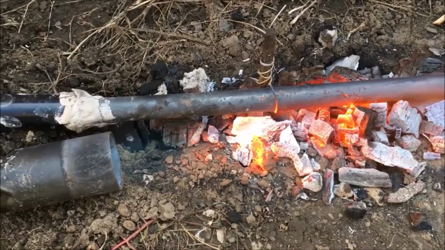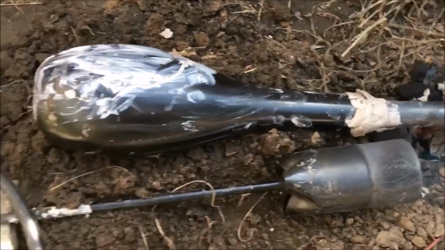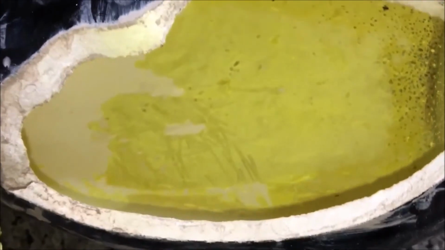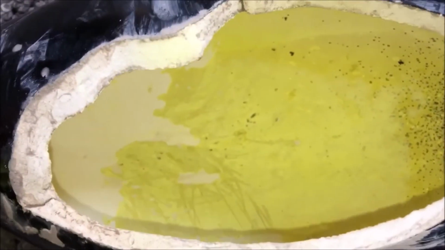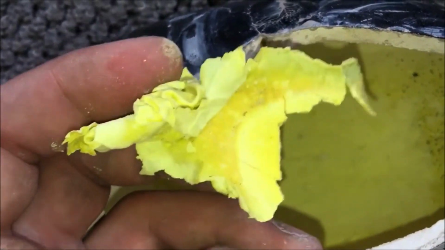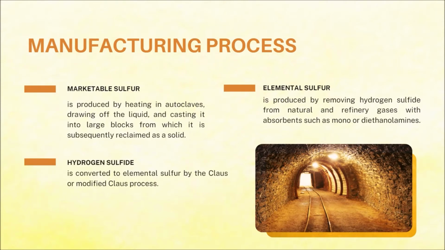Elemental sulfur is also produced by removing hydrogen sulfide from natural and refinery gases with absorbents such as mono and/or diethanolamines. The hydrogen sulfide is then converted to elemental sulfur by the Claus or modified Claus process. This process is described under sulfur from fuel gases.